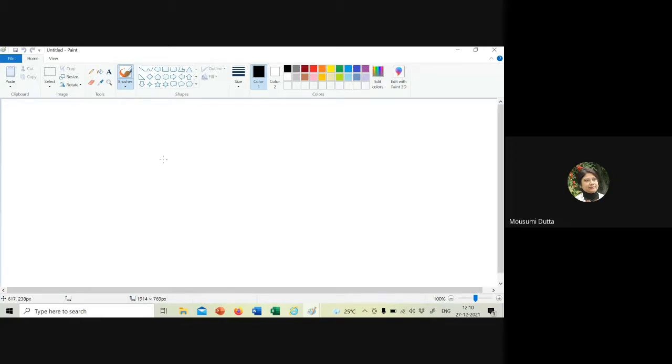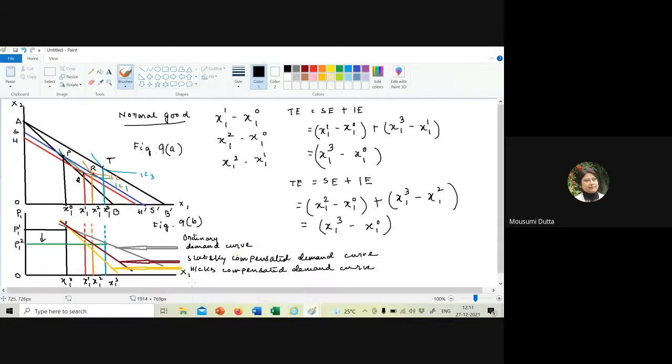Next para. If we consider the normal good case, the difference between Hicks and Slutsky approach is, within bracket, x12 minus x11.